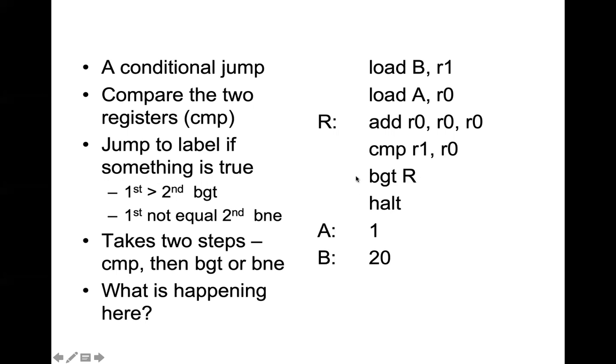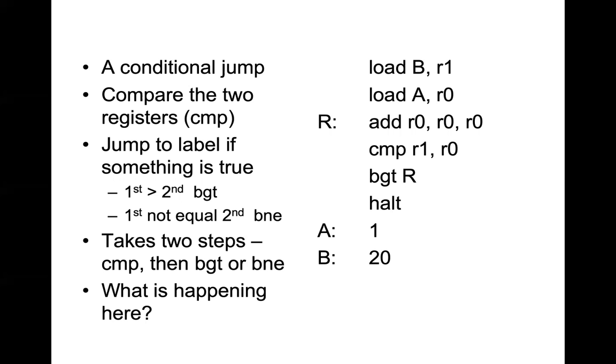And now we have a conditional jump instruction. BGT stands for branch if greater than. So what's going to happen is if R1 was greater than R0 at the time that the compare instruction executed, then the BGT is going to jump to R. Otherwise, it's not going to jump. It's just going to fall through normally to the subsequent instruction.